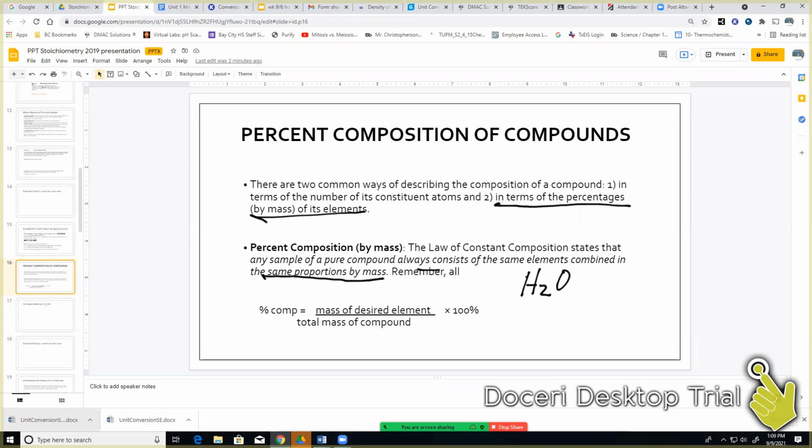So to get the percent mass, you take the total mass of the desired element divided by the total mass of the whole compound, and then multiply it by 100. If you only have 2 elements in the compound, you just have to do a couple of calculations. The more elements you have in the compound, the more calculations you're going to do. You're always going to be dividing by the same denominator. What's going to change is what's on top.